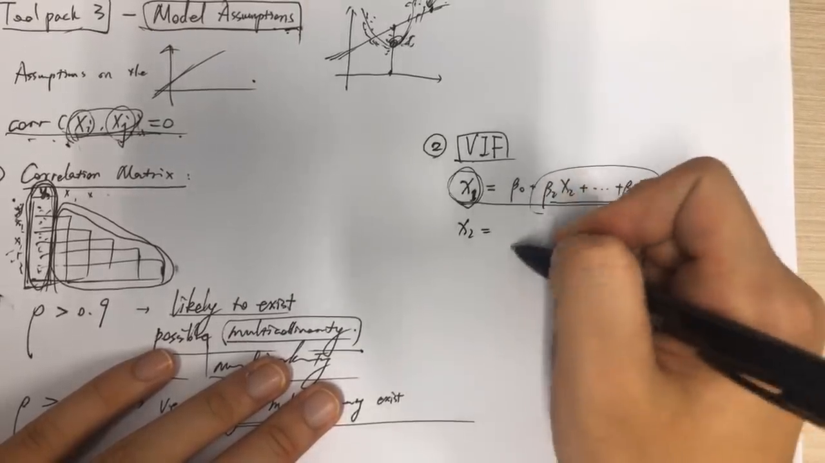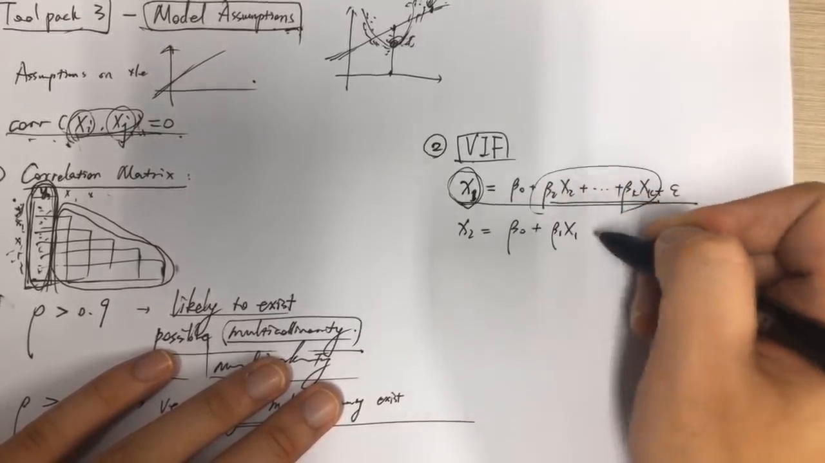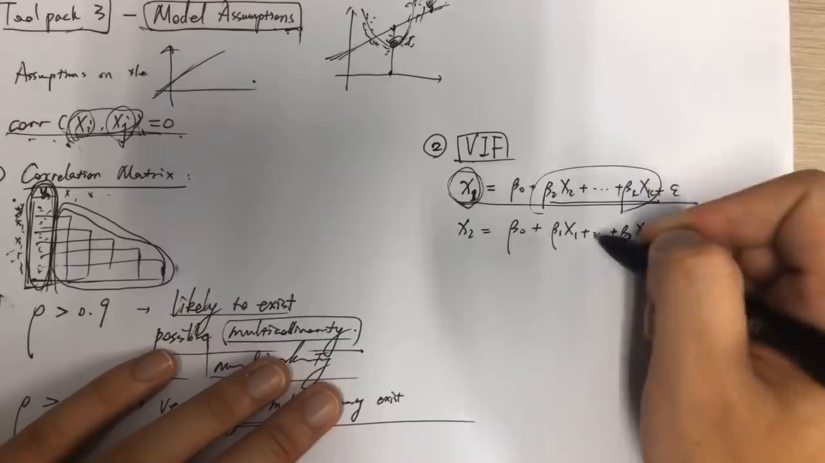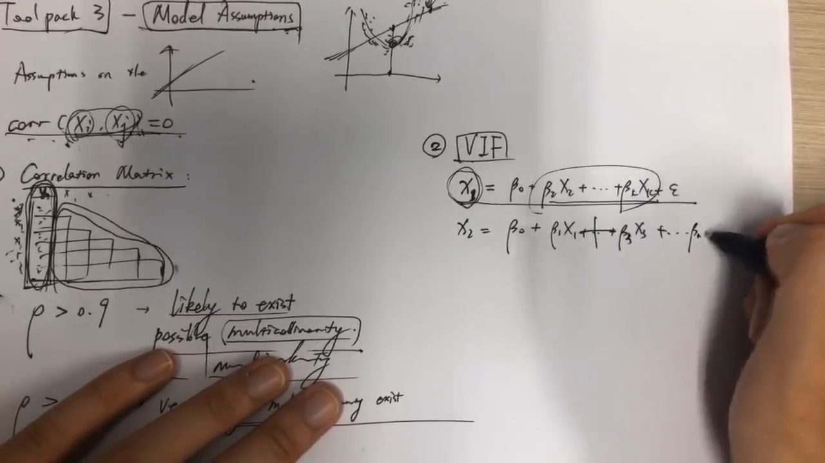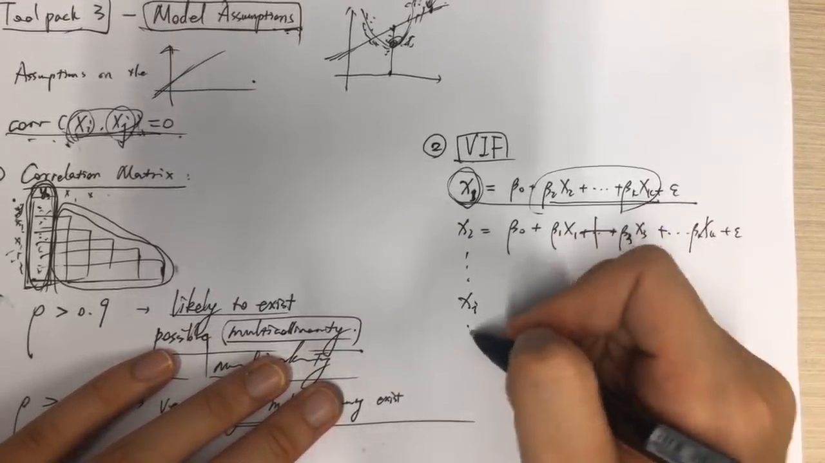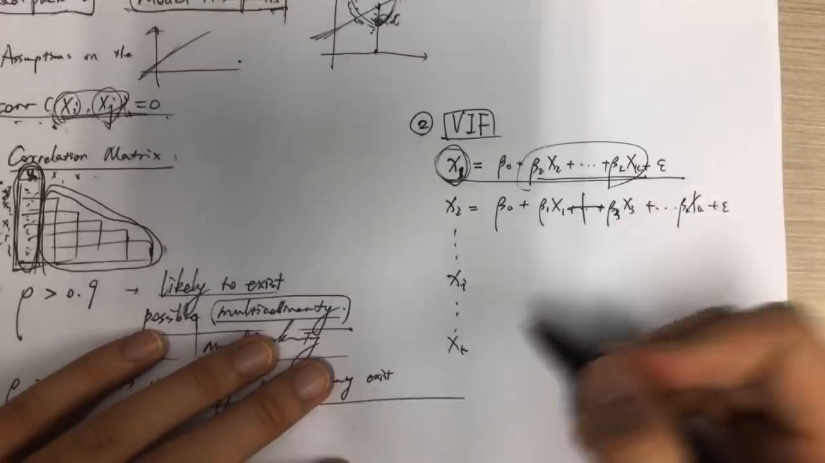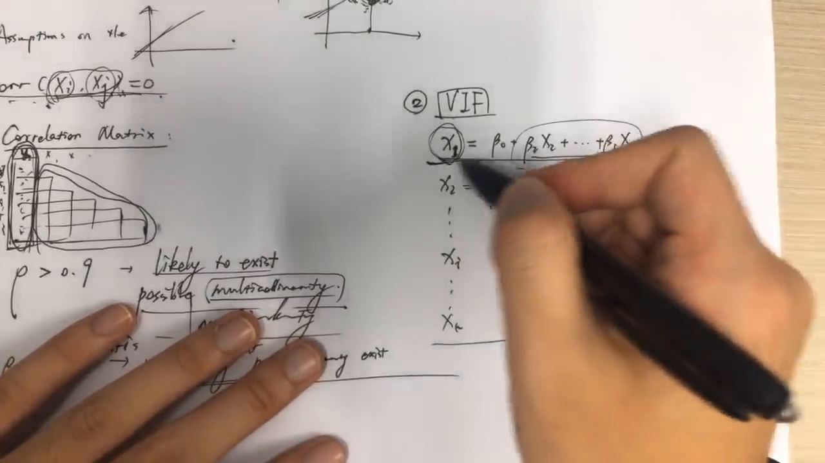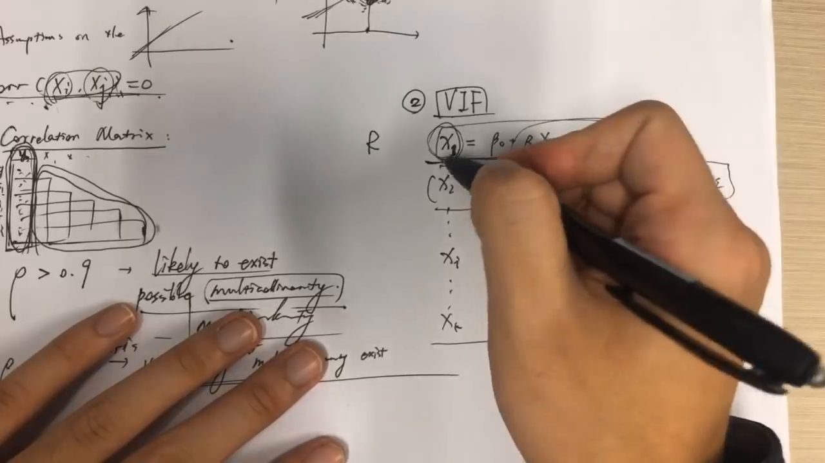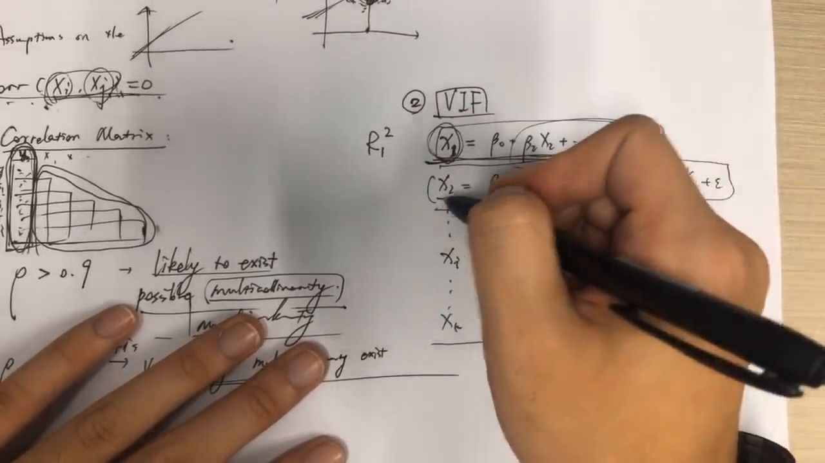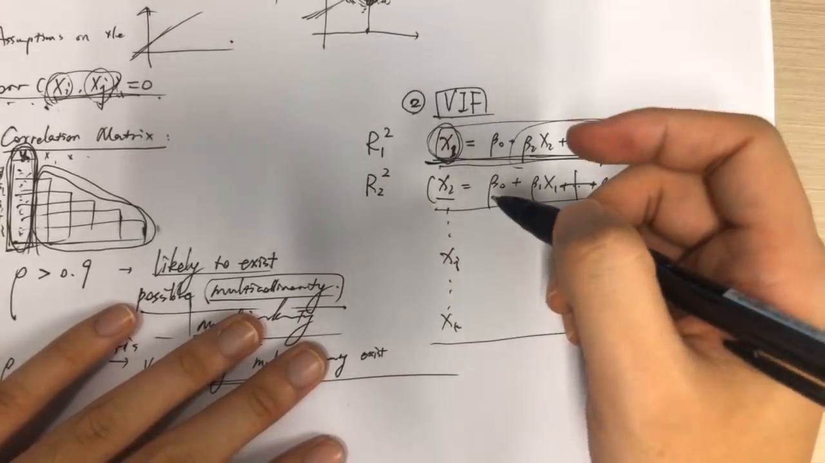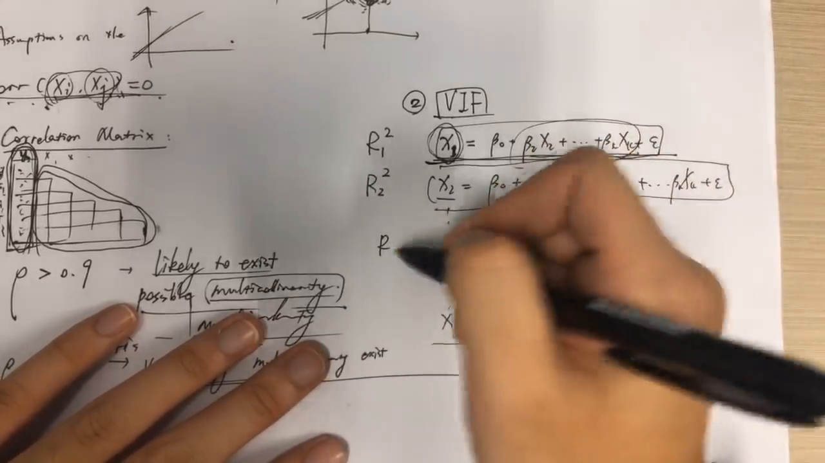And we also do the same thing to x2: beta 0 plus beta 1 x1 plus beta 3 x3, so there's no beta 2, right? And then plus beta k xk plus epsilon. And then we do the same thing for xi and xk, all right? And if we run the regression on each of those models, we can get an R square. So the first R square is called R1 square, the second R square is called R2 square, and the ith R square is called, have a guess, what is it called? Yes, clever, it's Ri square.